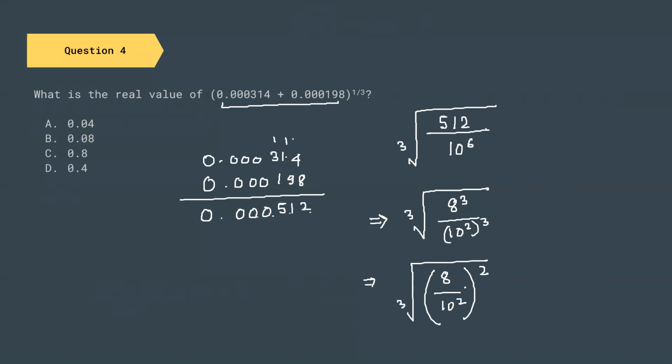Once I have written this formula like this, it is very easy to understand. This is cube. So the end result is 8 by 10 square. So that gives us 0.08. This is our final result. That is our option number B.